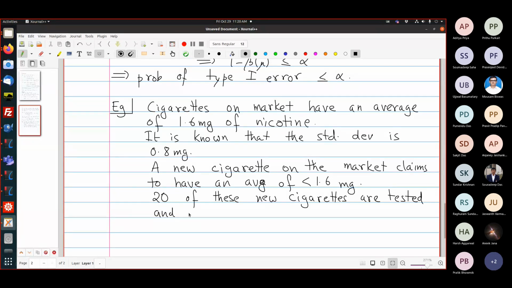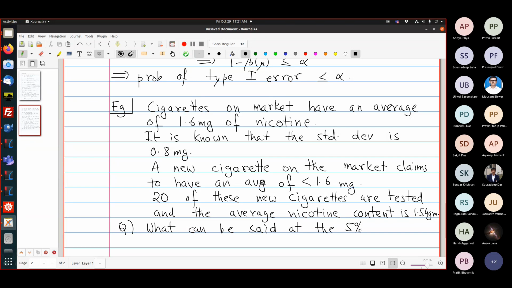And the average turns out to be 1.54. Content is 1.54. Okay. Now the question is, what can be said at the 5% significance?